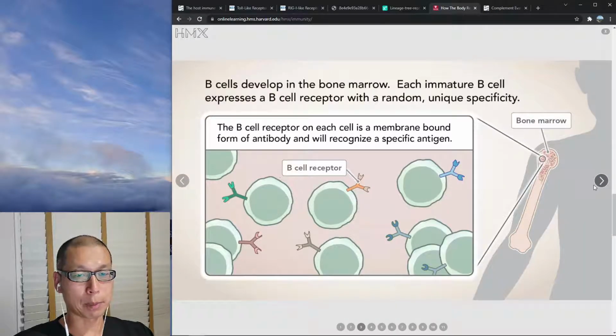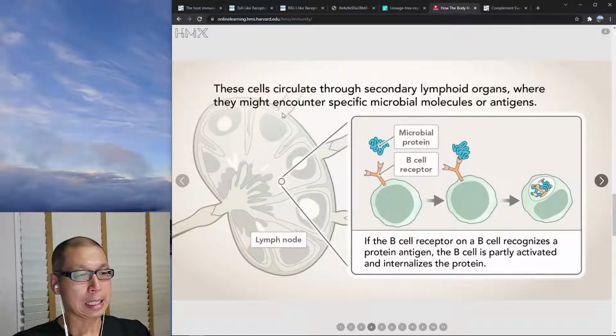So they develop in the bone marrow. People think that it's called a B cell because it develops in the bone marrow, because that's where it develops in people. But it's actually called a B cell because it was originally found by scientists who were working in chickens. And birds have this thing called the bursa fabricius, and that's where the B cell is in chickens. So it's actually called a B cell for the bursa fabricius, not for bone marrow. But in humans, it's developed in bone marrow. So they circulate.